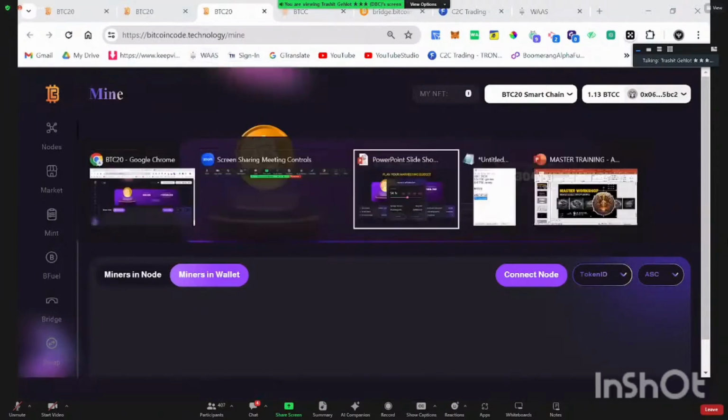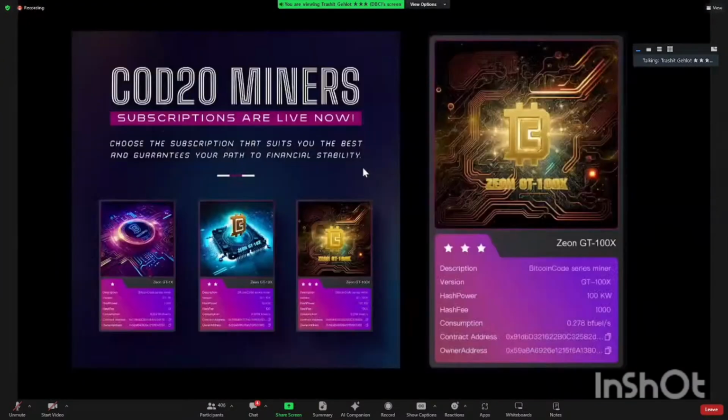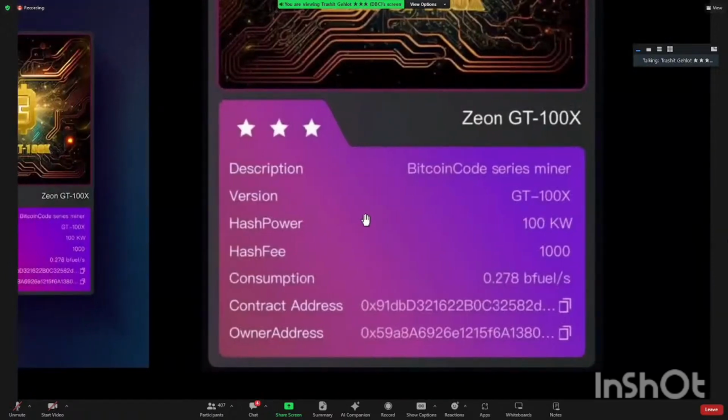All right. So here we come to the end of the next topic. Now let us understand Code 20 miners. We explained yesterday, every miner is different from the other, right? Each miner has its own capacity or capability, whatever you call it. If we look into any miner, there are some numbers representing the miner. The Code 20 miner, this is Xeon GT 100X, the most powerful NFT available on our We Are All Satoshi platform, and it has its own hash power as well as the B fuel consumption rate.